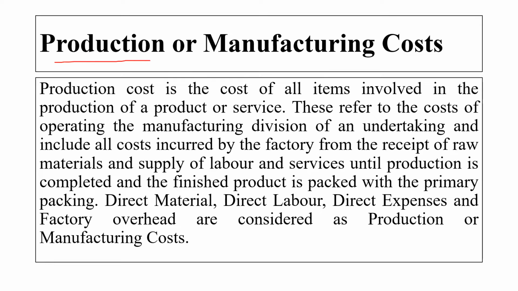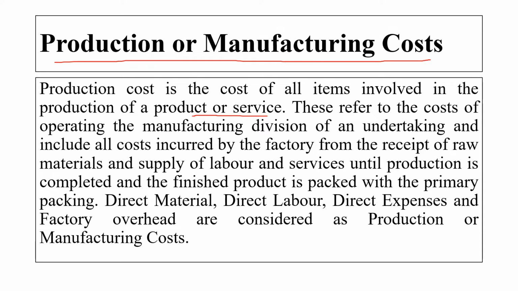There is the production or manufacturing cost. Now you know what the meaning of production is. Here production is the process where we are trying to convert the raw material into the final product. We are making the final product, and this process is called production. Production cost is the cost of all the items involved in the production of the product and the services.